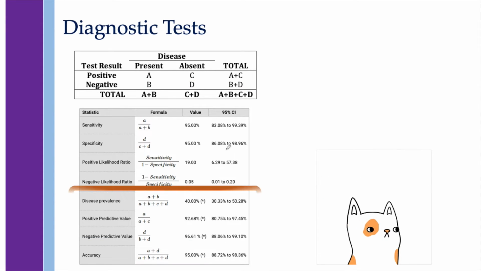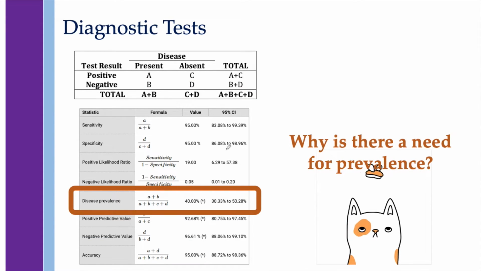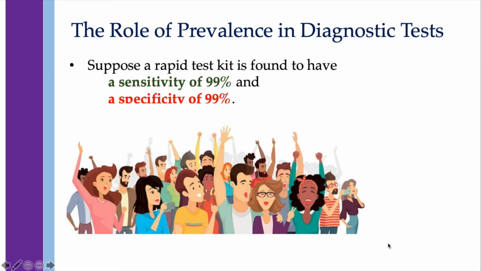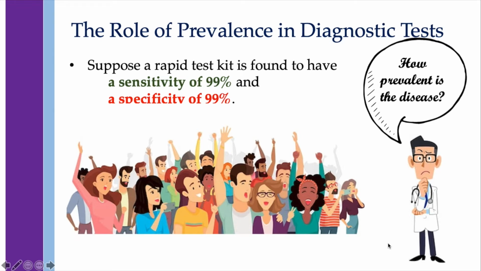Now, why is disease prevalence present in this result? Why is there a need for prevalence? Let's take a look at these scenarios. Suppose that a rapid test kit is found to have a sensitivity of 99% and specificity of 99%. Is there a reason now to be happy? Hey, we already have a test kit that's 99% accurate. Or should this have more verification? Hey, don't be so excited. The sensitivity and specificity are quite high, and that's good. But I want to know how prevalent is this disease.